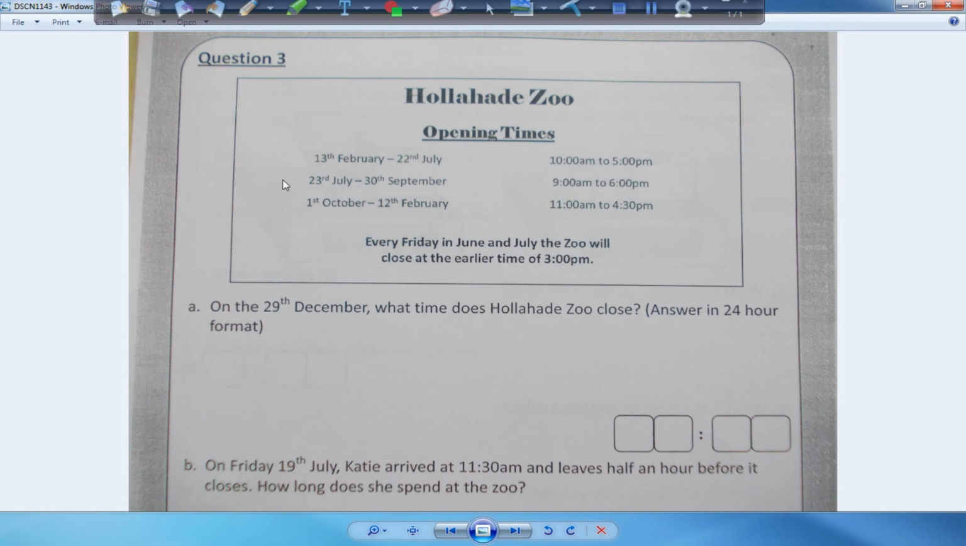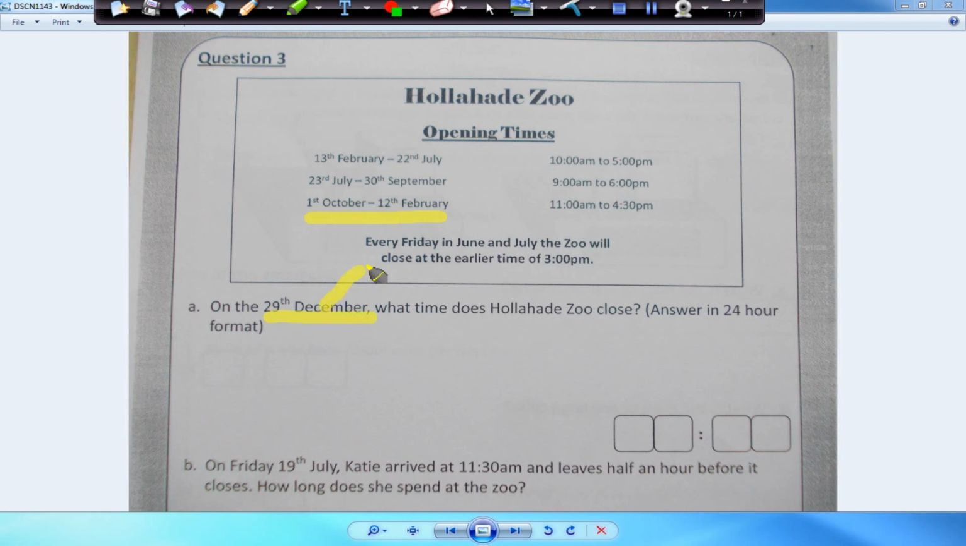Okay, on the 29th of December. So which one of these is the 29th of December in between? Is it in the first, second, or the third one? Okay, folks, are we all happy? Is it the third one? Yes. So in this one here, the date 29th of December is in between there. Is that right? Okay, now in the 24-hour clock, what time? So we know it closes at 4:30 in normal time.